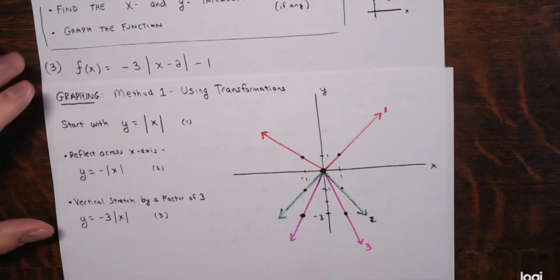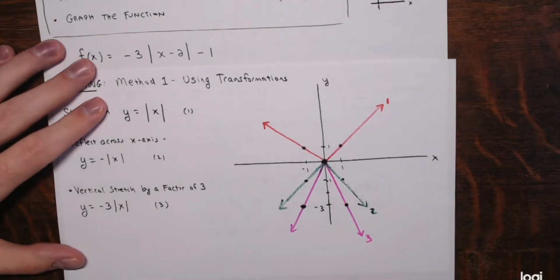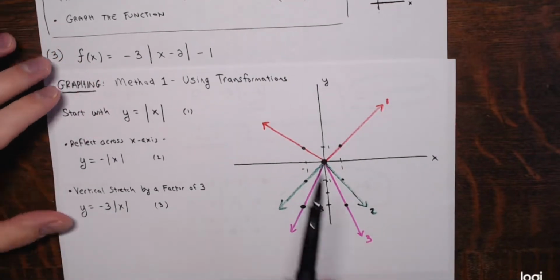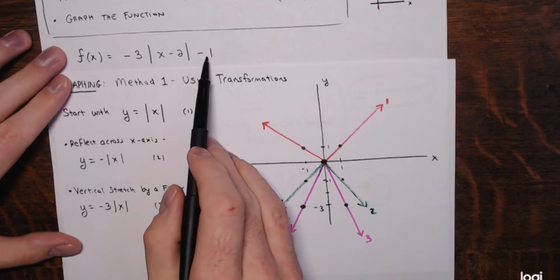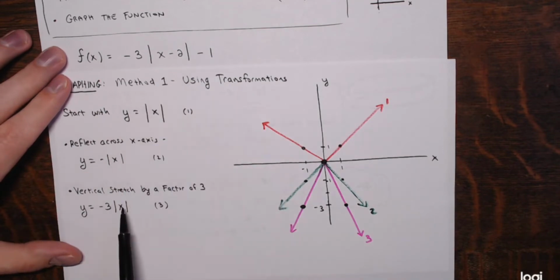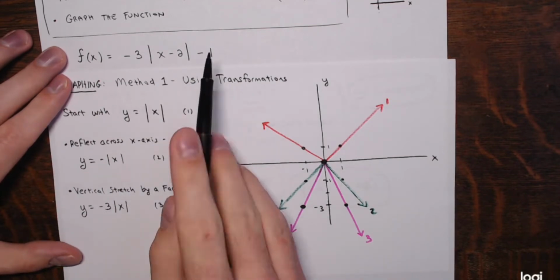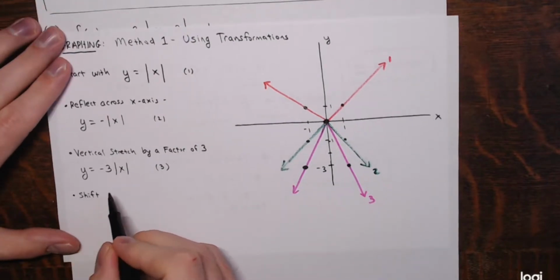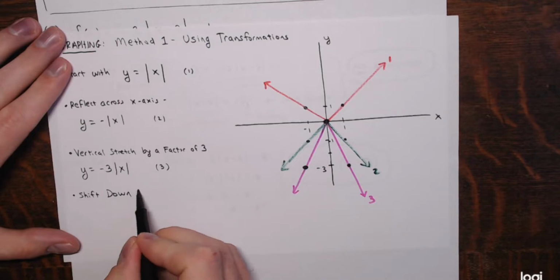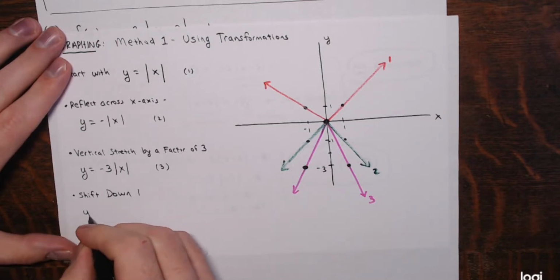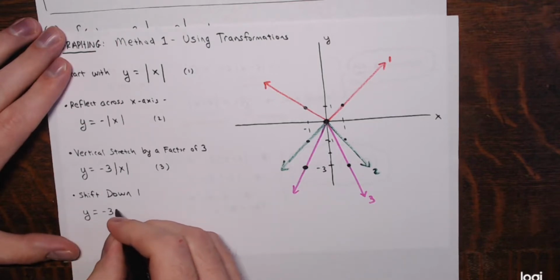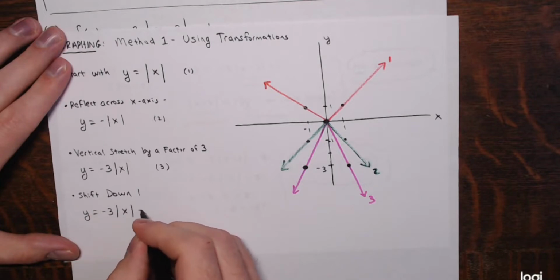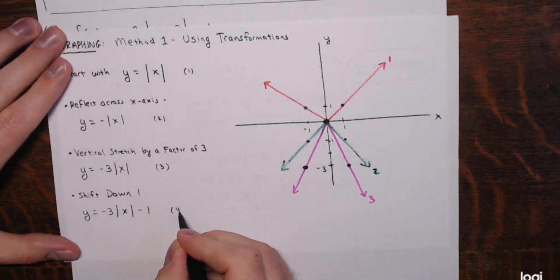All right, and then the final vertical transformation is I got this minus 1 outside the absolute value here. So I take my previous rule and just subtract 1 from it. That'll shift it down 1. Right? So let's say shift down 1. So we have y equals negative 3 times the absolute value of x and then minus 1. And this will be graph number 4.